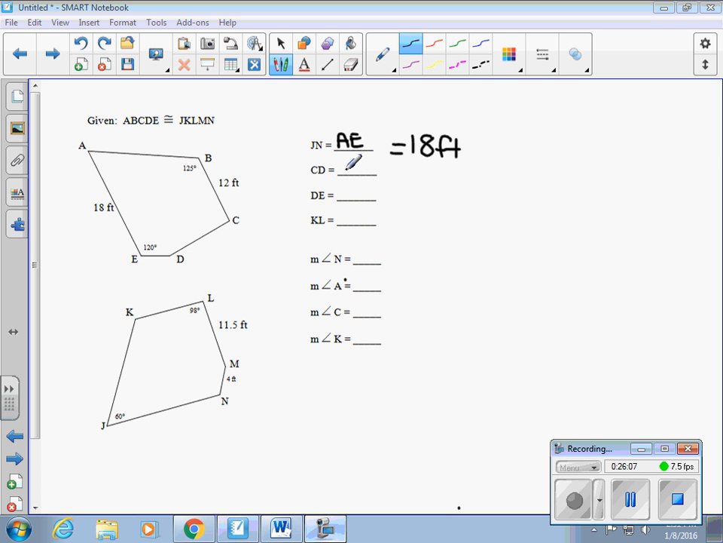All right, CD corresponds with what side? LM. And again, CD, see where it falls? It's the third and fourth letter, so this is the third and fourth letter, so that's LM. Now, do I know either one of those sides? Do I know either CD or LM? I know LM is 11.5, so both of those are 11.5 feet. DE, which is the last two, matches up with MN.